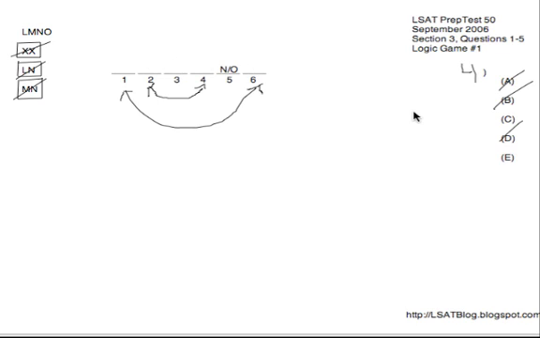Next, looking at C, ML on 1, 2. If M's on 1, L's on 2. If L's on 2, L's on 4. If M's on 1, M's on 6. We can never have LN, so we'd have to have LO. Again, L couldn't be on 3. N could not be there, but maybe M could, maybe O could. Not really any problems there. Doesn't violate anything, so C is eliminated as well. So by elimination, E is our answer.